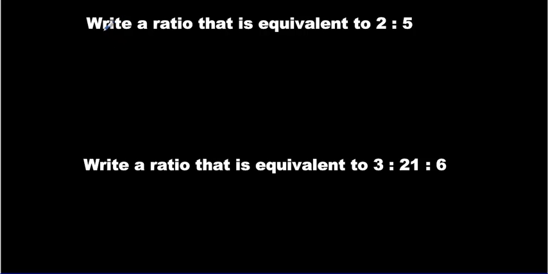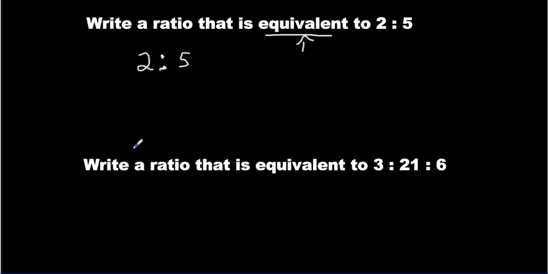Now here it asks us something different. It says write a ratio that is equivalent to 2 to 5. Now some of you may be looking at this and saying, Mr. Melham, you can't reduce 2 to 5. Nothing goes into 2 and 5. But it's not asking us to reduce. It's just asking us to make something equivalent. Same rule as fractions. Whatever you multiply one number by, guess what you do to the other?